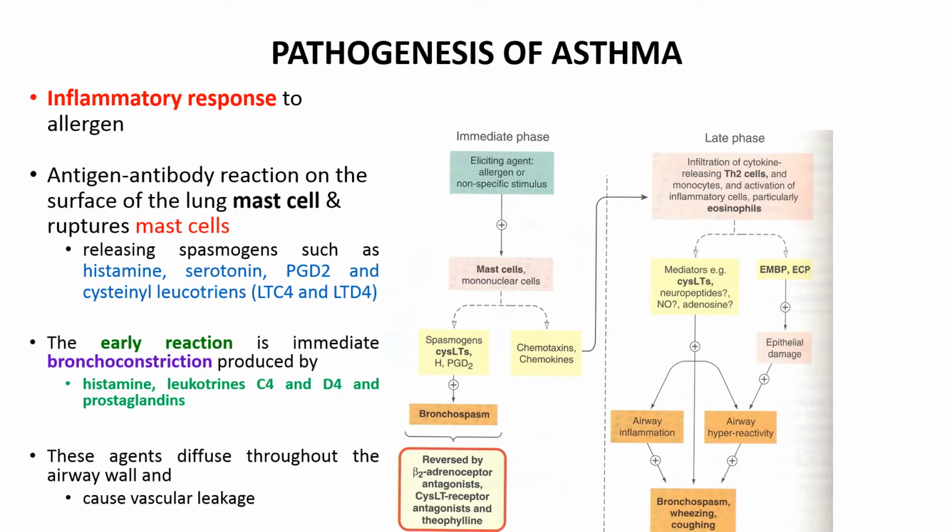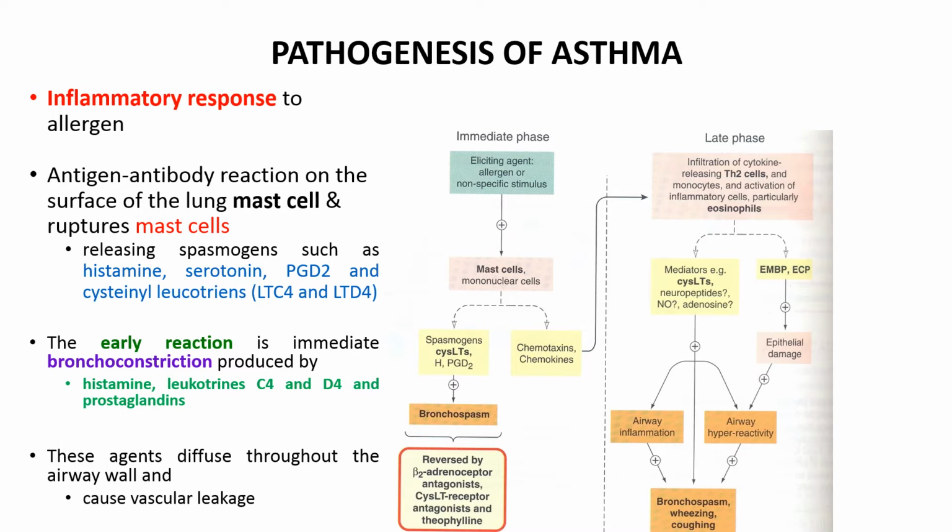What happens in bronchial asthma? There is an inflammatory response to the allergens. Now, in response to that, broadly, there are two types of reaction that happen: early reaction and late reaction. Now, in the early reaction, what happens?